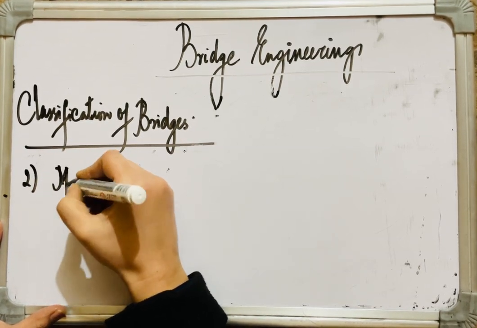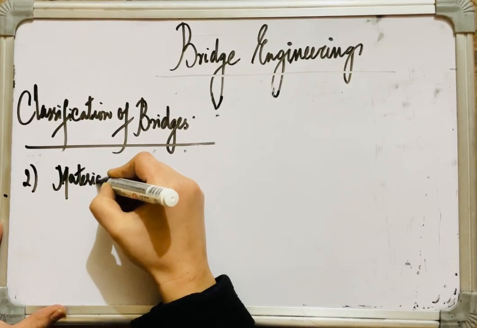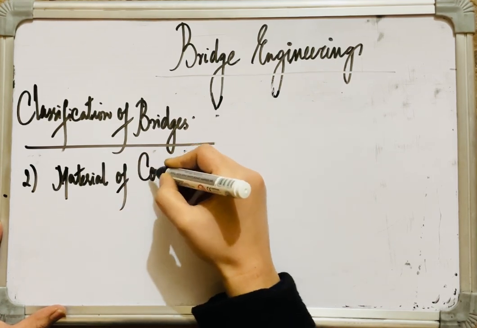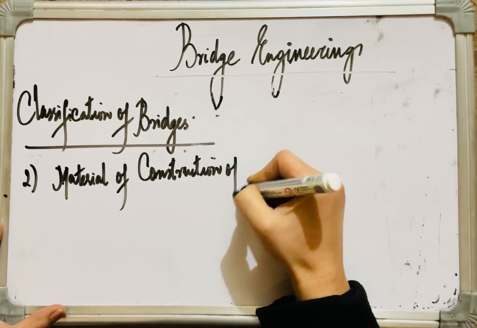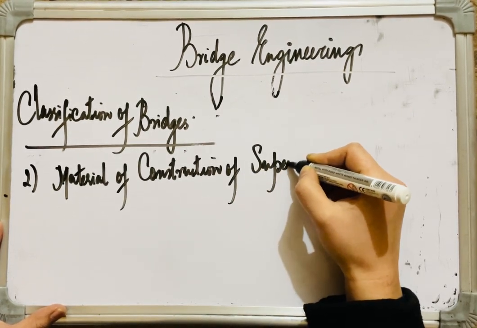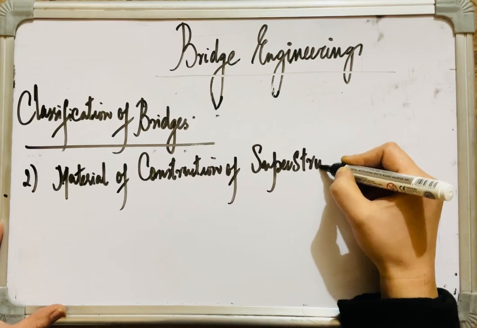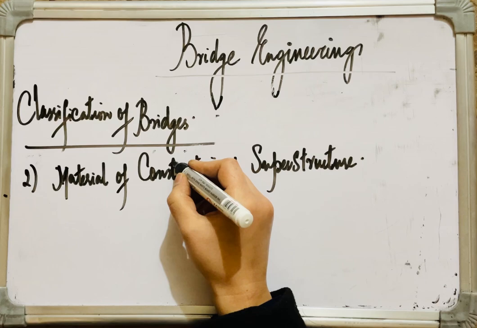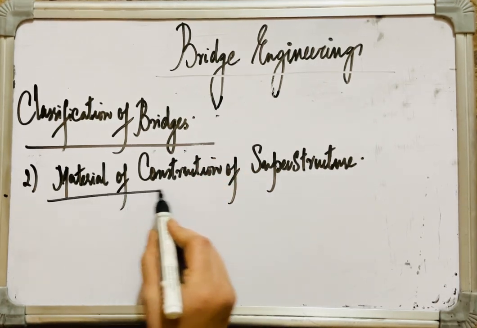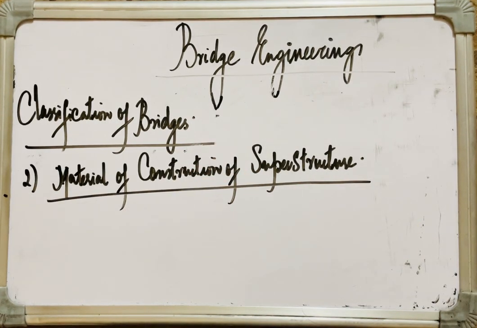According to material of construction of superstructure. Superstructure is that part of a bridge which is above the level of the bearings. That portion is known as a superstructure. So based on the material of construction of superstructure, we have timber, masonry, iron, steel, reinforced concrete, pre-stressed concrete, composite, or aluminum bridge. I will write it down for you.